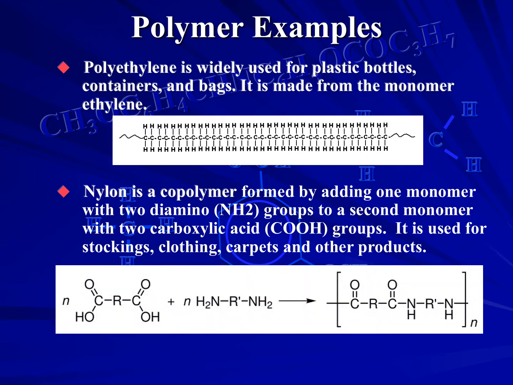Nylon is a copolymer formed by adding one monomer with two diamino or NH2 groups to a second monomer with two carboxylic acid groups. It is used for stockings, clothing, carpets and many other products.